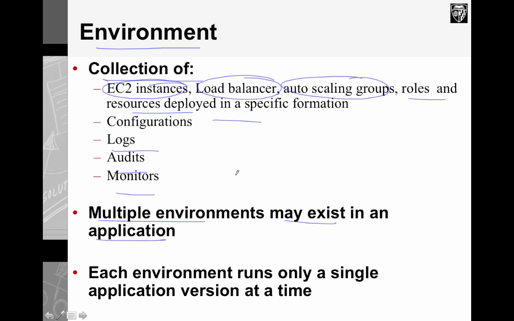There can be multiple environments in an application, so there's actually a relationship now. In your Elastic Beanstalk, you have the concept of an application. An application can have multiple environments, a dev environment, a QA environment, and so on and so forth. Each environment runs only a single version of the application. So an application can have multiple environments, and each environment only runs one application version, or you can think of it as one software or one web application at one time.